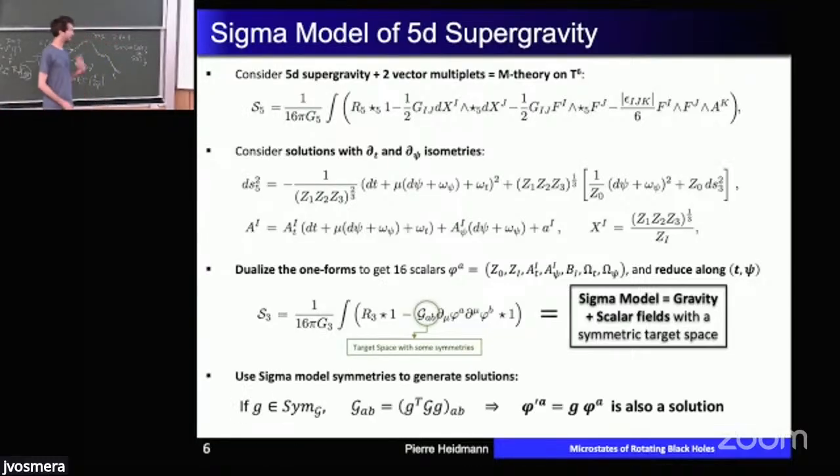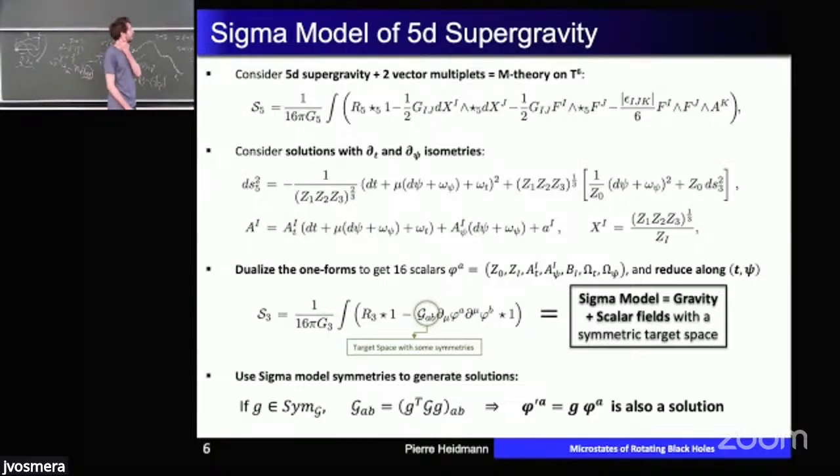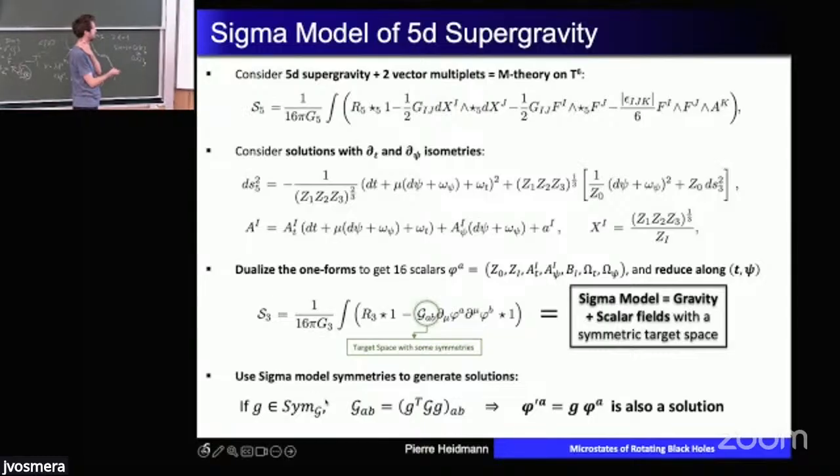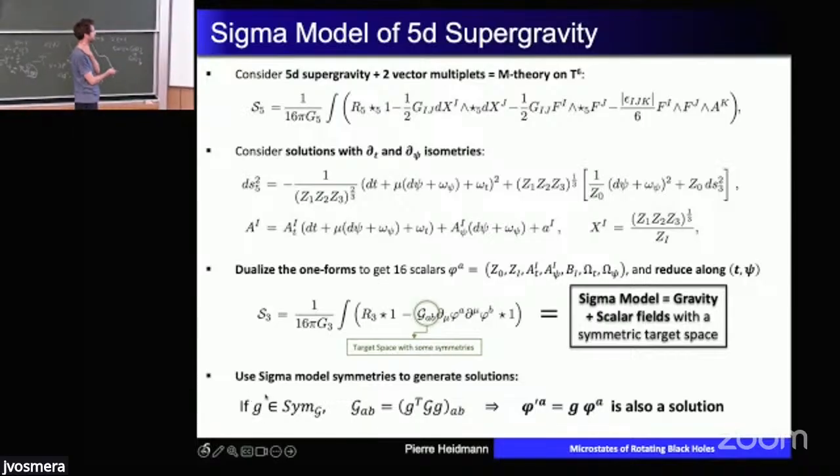Okay, so in many theories, this target space has some symmetries, and symmetries are very useful. I will come back to that, but we can understand how useful it can be. Essentially, let's say you have some group of symmetry for G_AB, such that if you take an element g of the group, G_AB is invariant under this transformation. What it means is if you start with a solution phi^A, a 16-vector corresponding to a solution, you can obtain a new one by just multiplying by g.